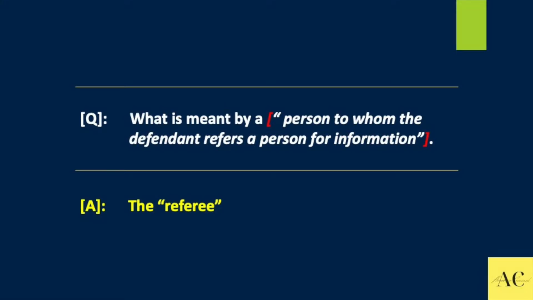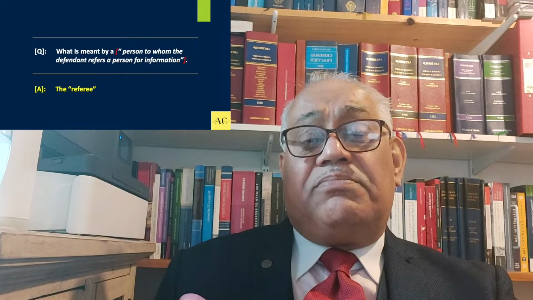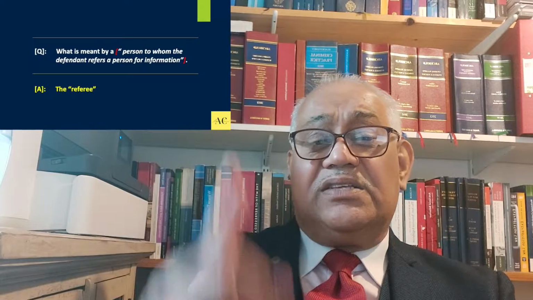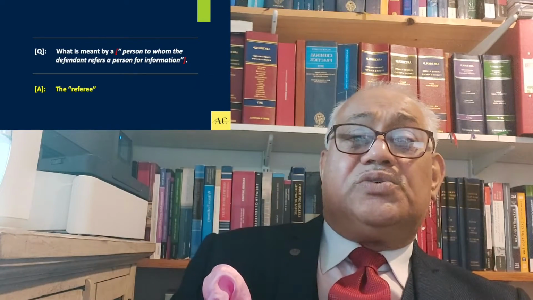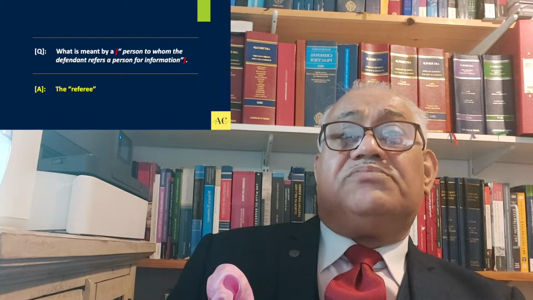Next question that I'm going to ask: what is meant by a person to whom the defendant refers a person for information? That person is generally called the referee. In other words, you ask the defendant for some information. The defendant doesn't give information, says go and take the information from this person. So that person, in law, becomes the referee. And in such situations, the defendant is bound by the information given by the referee.